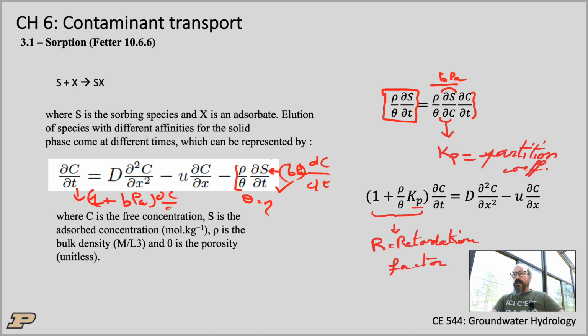And this is what's here. 1 plus rho over theta, again, theta or eta, like porosity, rho over porosity times Kp, the partition coefficient. So this is what we have here. Now this whole bit here that is the factor of dC/dt, we can just call that R and call this a retardation factor. So now you can see that, after this bit of math, we have a very simple equation that is pretty much exactly the same as before, except now we have a retardation factor in front of it.